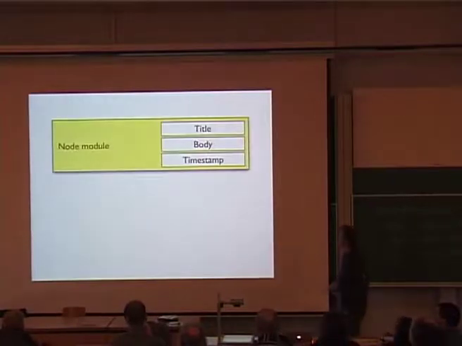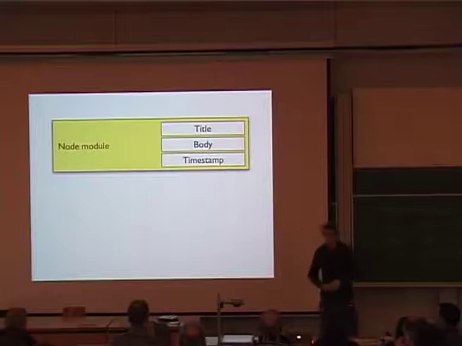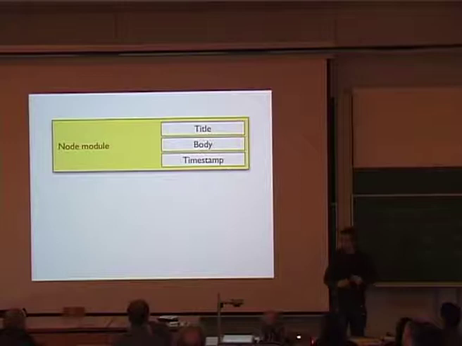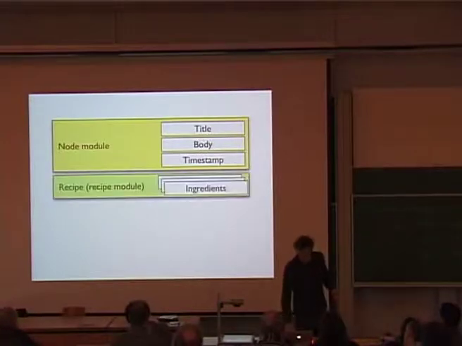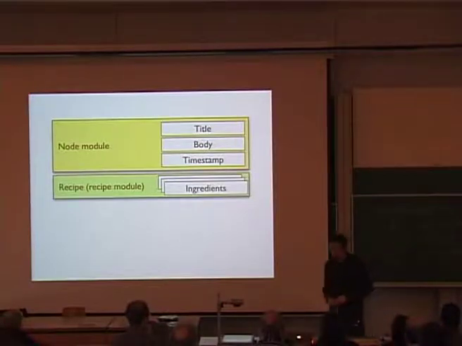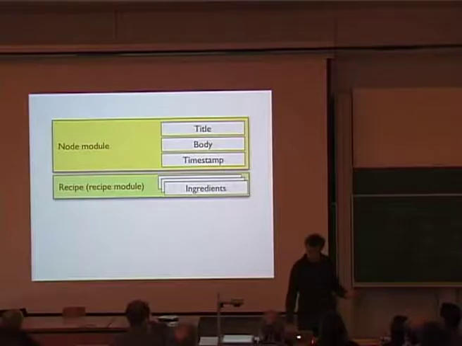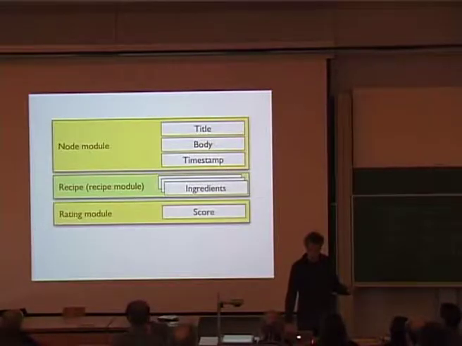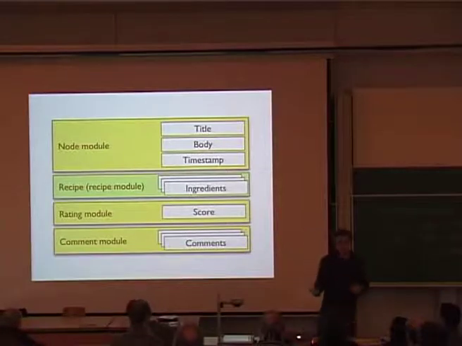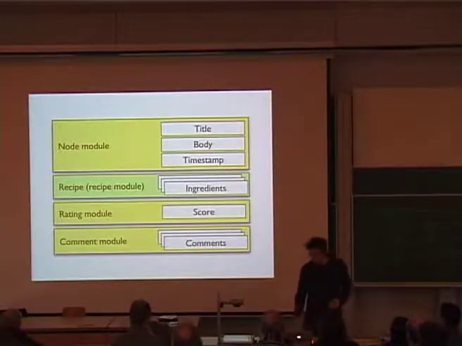So here's another example. Say the node module, as I explained, provides default functionality and default fields, like a title, a body, and a timestamp. Then you enable the recipe module, for example, and all of a sudden you're able to associate one or more ingredients to your content type. So it becomes a recipe. Then the rating module allows you to score the recipe. And then, for example, the comment module allows people to add comments to the recipe. So that's really how it works.